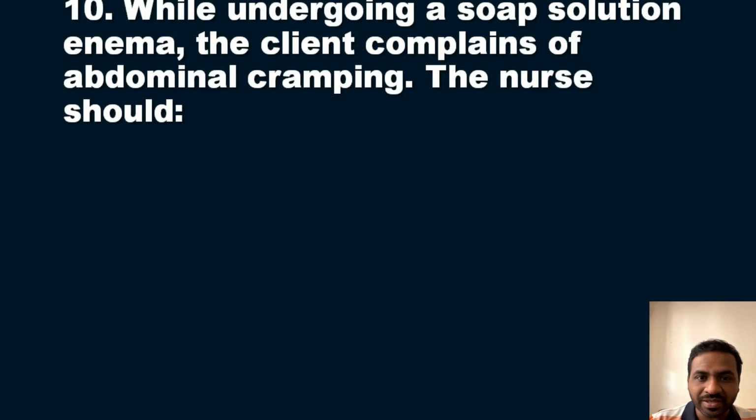So the question is regarding the enema administration. Question is, while undergoing a soap solution enema, the client complains of abdominal cramping. So as a nurse, what you should do? So that is a question. It's an application level question. So while undergoing a soap solution enema, patient was complaining of abdominal cramping. So as a nurse, what you will do at that time?